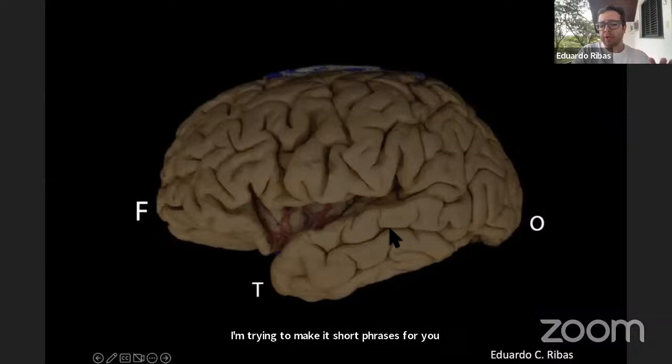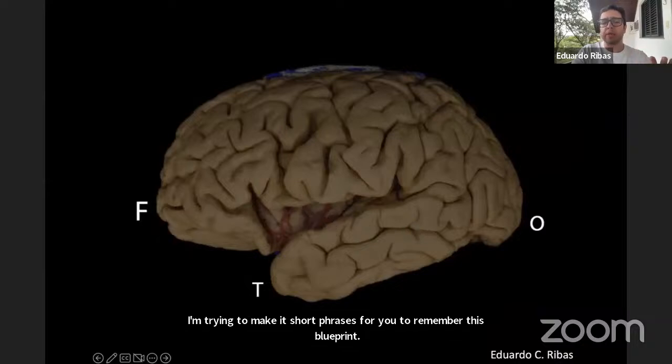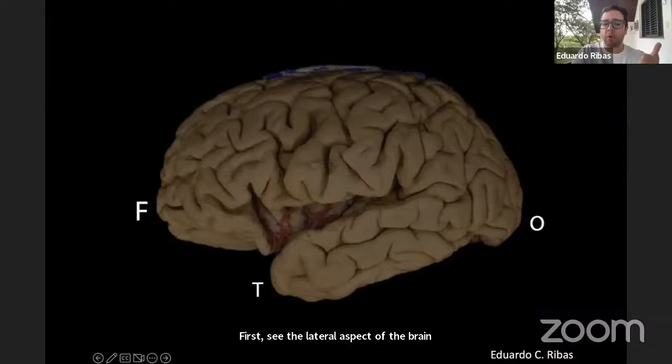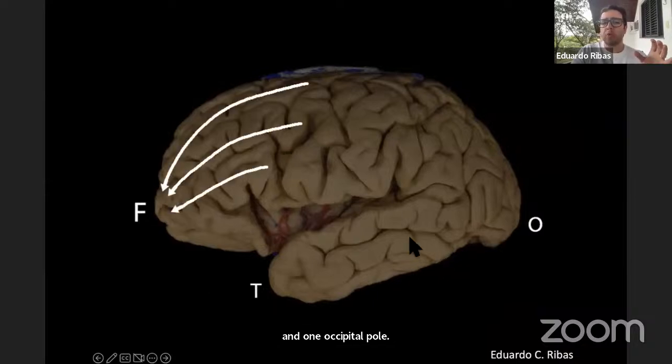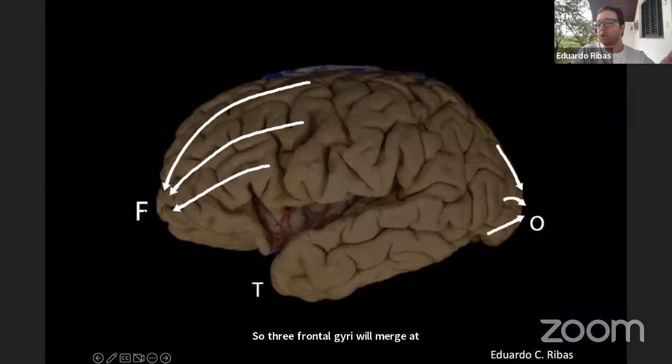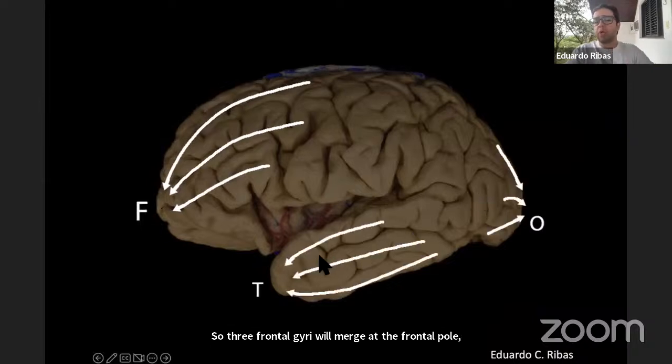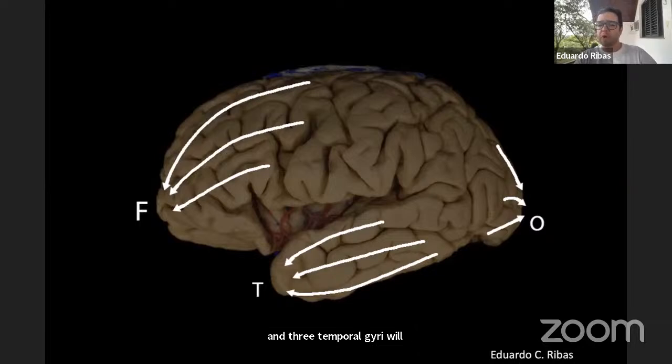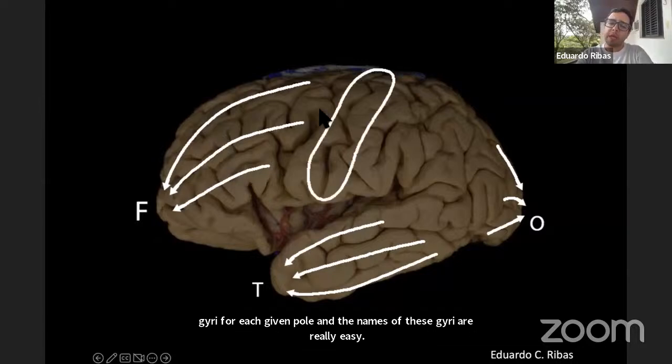So first, see the lateral aspect of the brain and look for 3 poles. We have a frontal pole, a temporal pole, and one occipital pole. At each of these 3 cerebral poles, we'll have a merging of 3 cerebral gyri. So 3 frontal gyri will merge at the frontal pole, 3 occipital gyri will merge at the occipital pole, and 3 temporal gyri will merge at the temporal pole. So 3 poles, 3 gyri for each given pole, and the names of these gyri are really easy: superior, middle, and inferior one.